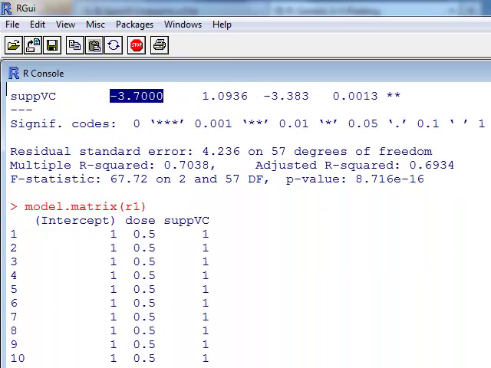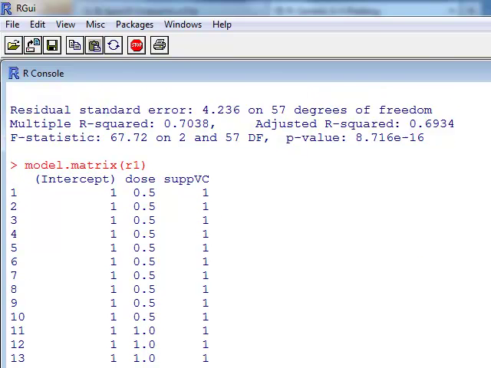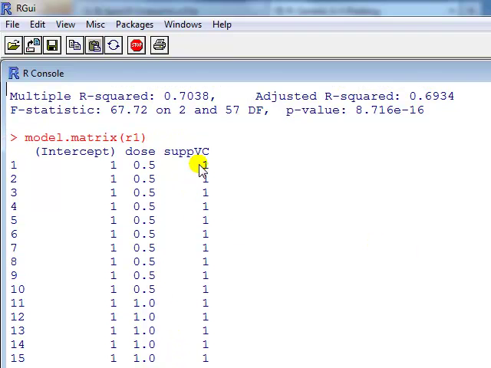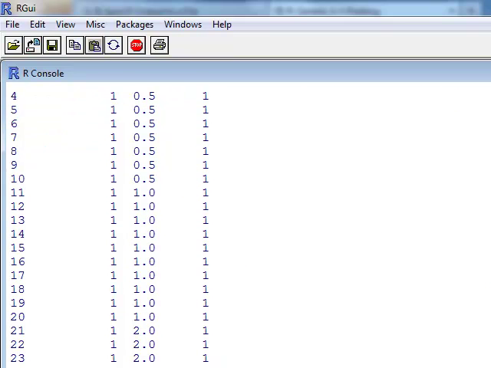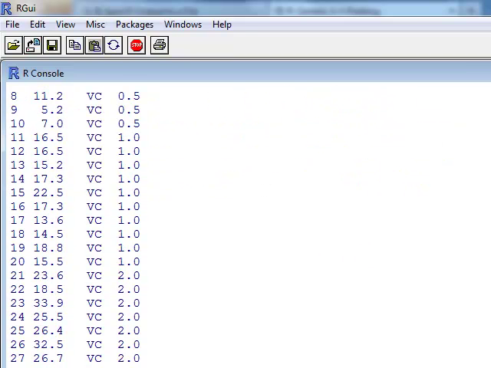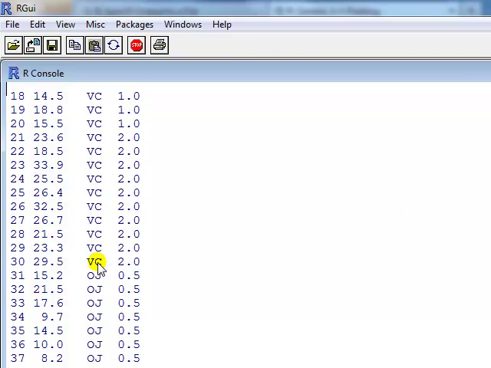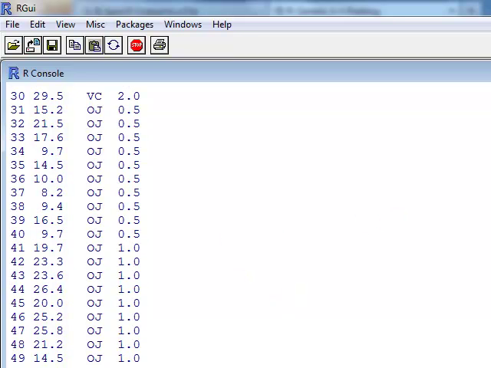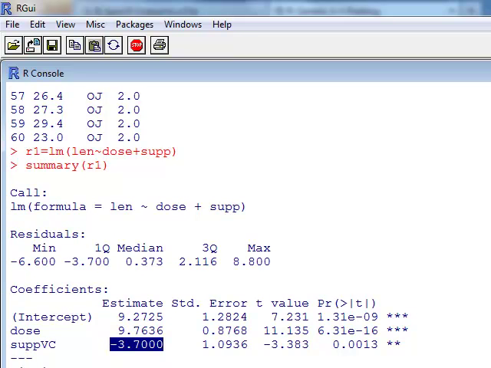To see what has been coded 1, 0, we can look at the model matrix for the regression. So type in model matrix for R1 regression. We see 1s from observations 1 to 30 and 0 otherwise. If we look back at the original data, we can see that corresponds to VC, because VC is given to the first 30 rodents. In other words, the way it's been coded here is 0 if it's OJ, 1 if it's VC.